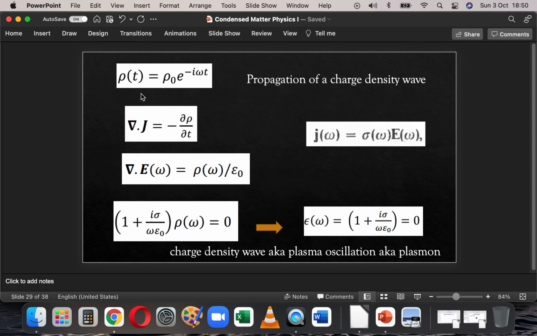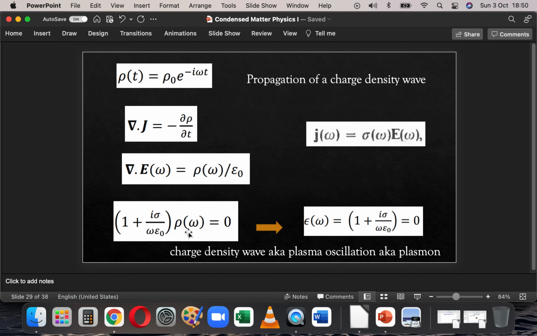So if I now combine the equation of continuity, which is given by this, and the simple Gauss's law, which is given by that, and if I use the frequency dependent form of Ohm's law, if I combine all of them together and use this expression, I should be able to derive this condition which connects the conductivity and the frequency dependent charge density.